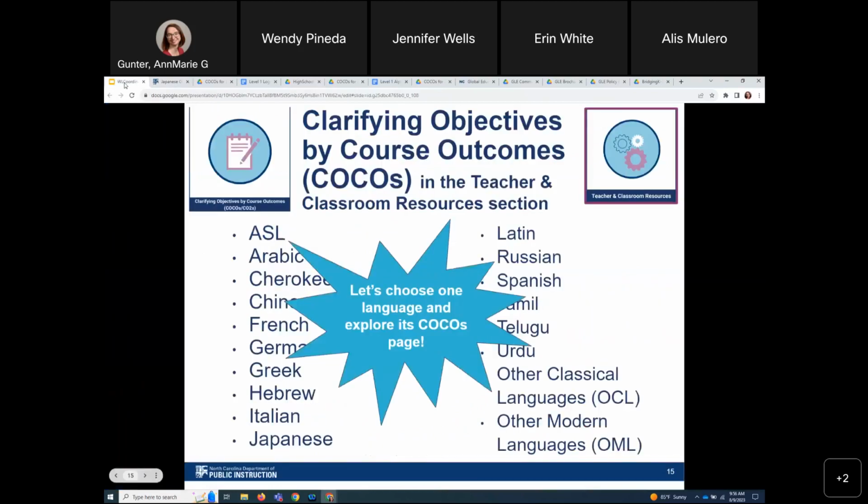All right, so those are our COCOs pages. I will tell you that we are anticipating building into some other languages soon that will be offered in K-12 programs across North Carolina. So we may add to this and we may have additional courses and course codes on our COCOs documents. We'll just have to wait and see.